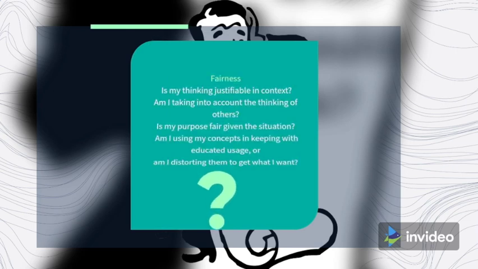Fairness. Is my thinking justifiable in context? Am I taking into account the thinking of others? Is my purpose fair given the situation? Am I using my concepts in keeping with educated usage, or am I distorting them?